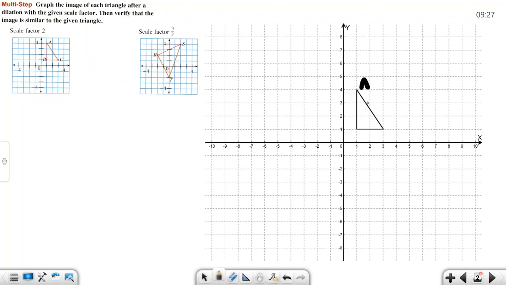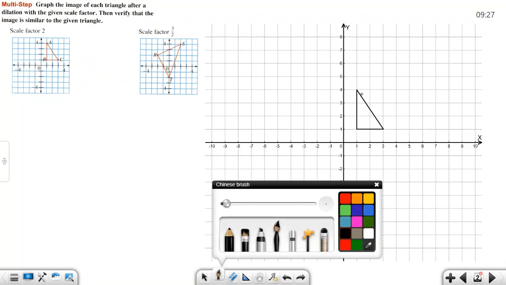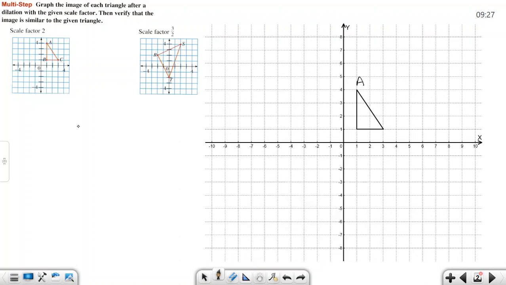This is point A. What are the coordinates of A? 1 and 4. What is the scale factor? The scale factor is given as 2. So we multiply the scale factor by x and the scale factor by y. 2 times 1, 2 times 4. The new point will be 2 and 8. That's the new A, and the original is the pre-image A.